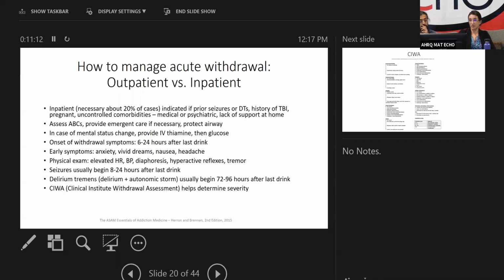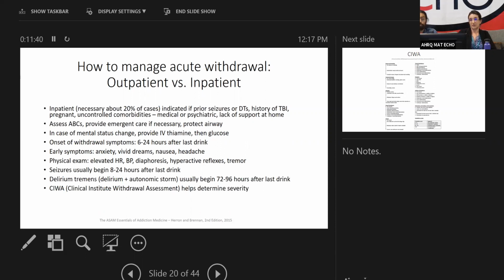DTs can be a little bit longer after their last drink. Early symptoms to look out for are anxiety, nausea, headache. On physical exam, you might see increased heart rate, blood pressure, sweating, tremor. And again, seizures usually begin earlier, about 8 to 24 hours after their last drink, and DTs usually begin a little bit later on, so 3 to 4 days potentially after.